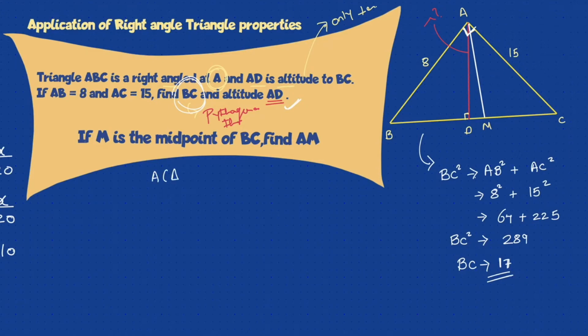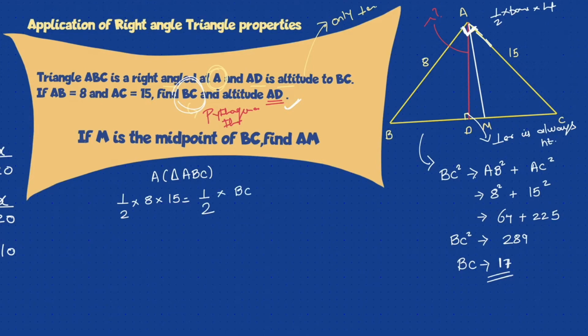Now he is asking me what is altitude AD. So how will I go ahead and find this? Area of triangle ABC is nothing but half into base into height, right? Base is 8 and the height is 15. If you can see, angle A is 90, right? So half into 8 into 15. That is area of triangle ABC. But I can also write half into base. I can take BC as a base. And AD is nothing but a perpendicular, and in geometry perpendicular is always your height. Whenever I ask you for a height, it will always be perpendicular. Okay, so half into BC into AD.